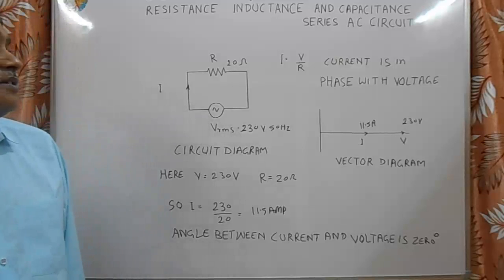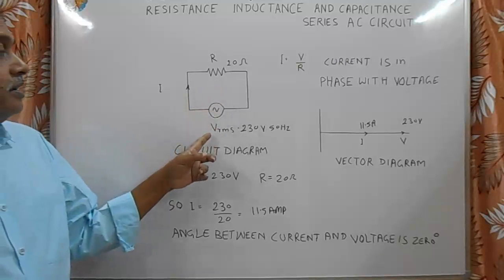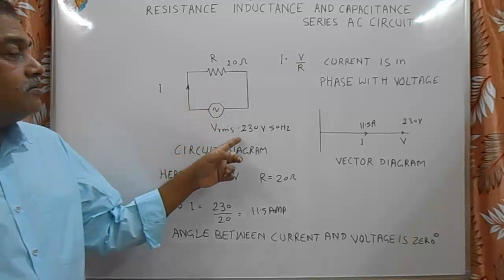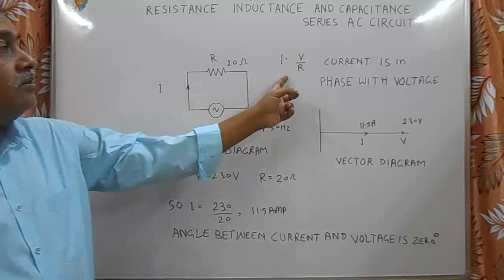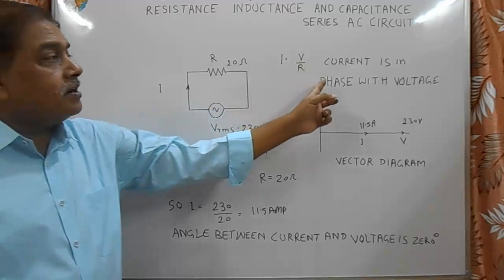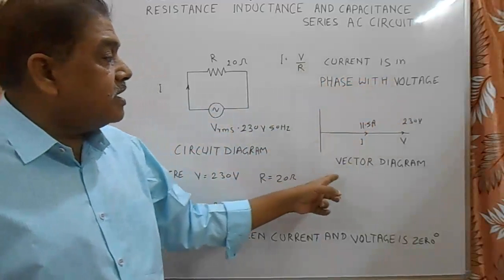Here in this first circuit, there is a resistance of 20 ohm and an AC supply voltage of 230 volt AC. The current I is equal to V upon R. Current I is flowing in phase with the voltage. Here is the vector diagram.